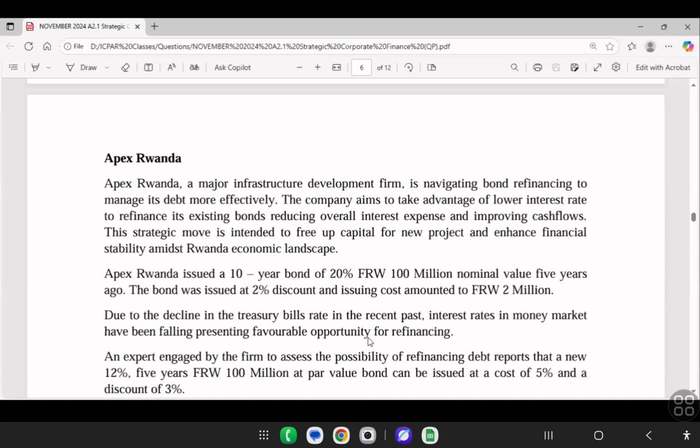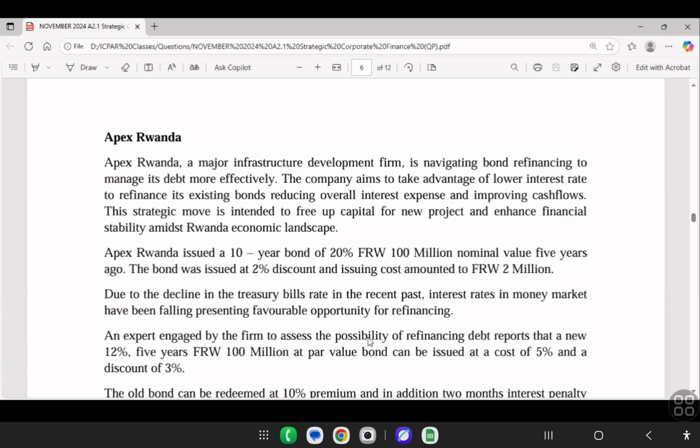Company 3, Apex Rwanda. Apex Rwanda, an infrastructure development firm, is navigating bond refinancing to manage its debt more effectively. The company aims to take advantage of the lower interest rate to refinance its existing bond, reducing overall interest expense and improving cash flows. This strategic move is intended to free up capital for new projects and enhance financing stability amid the Rwanda economic landscape. Apex Rwanda issued a 10-year bond of 20% Rwandan francs 100 million nominal value 5 years ago. The bond was issued at 2% discount and issuing cost amounted to Rwandan francs 2 million. Due to the decline in the treasury bills rate in the recent past, interest rates in the money market have been falling, presenting a favorable opportunity for refinancing.